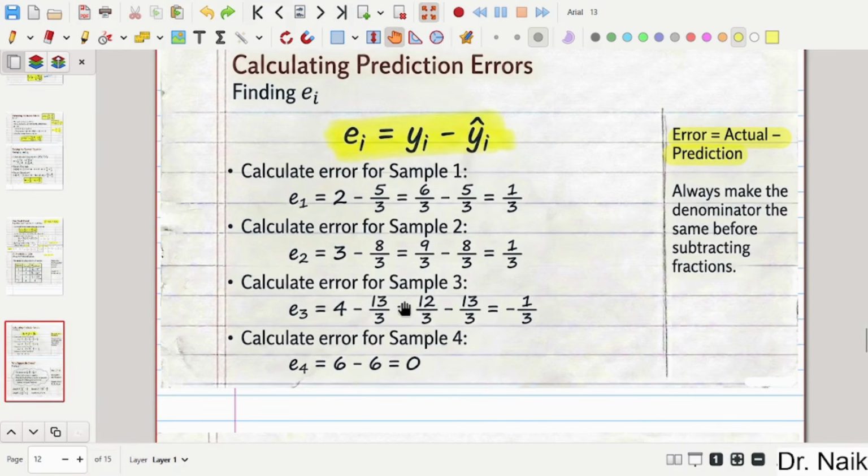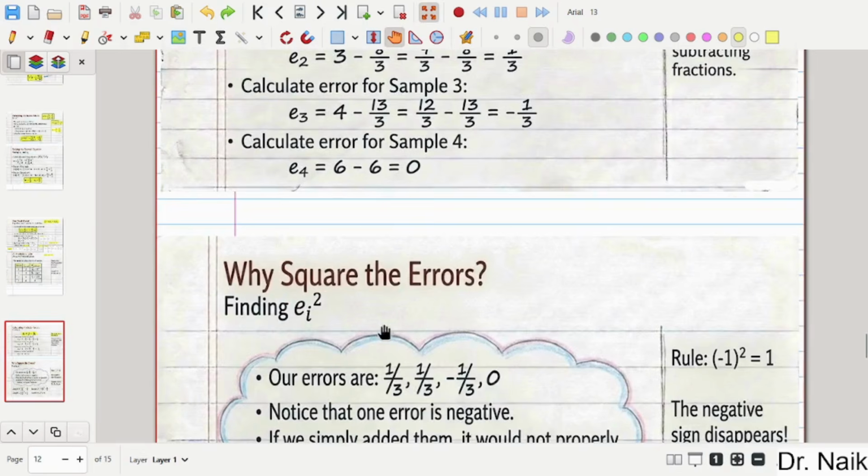And calculate the error for sample 3. Sample 3 actual value given is 4 and predicted as 13 by 3. So it is 4 minus 13 by 3, which comes to be minus 1 by 3. Now calculate the error for sample 4. Sample 4 actual value given is 6 and predicted value is also 6. So it is 6 minus 6, which means 0.